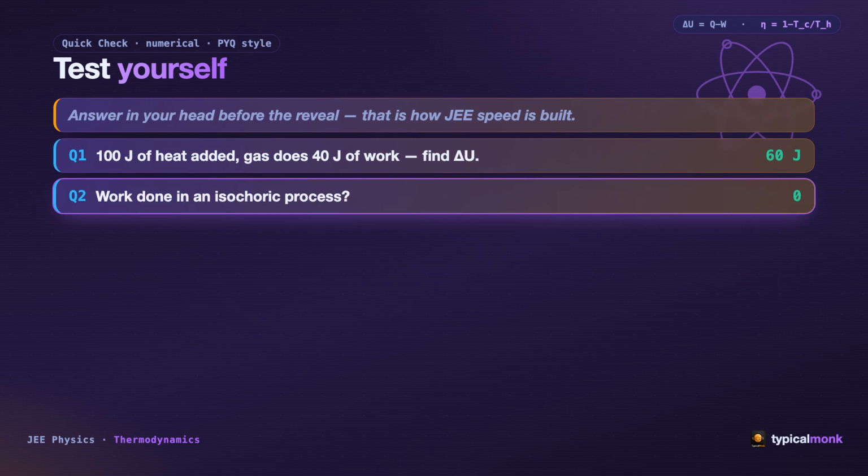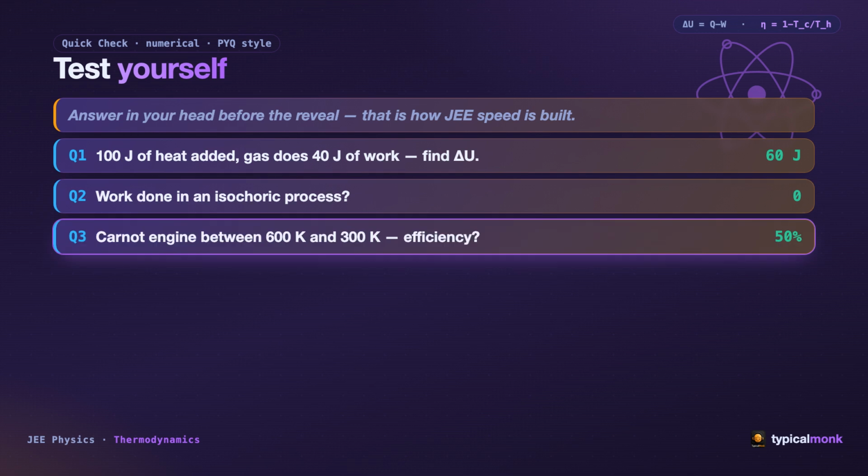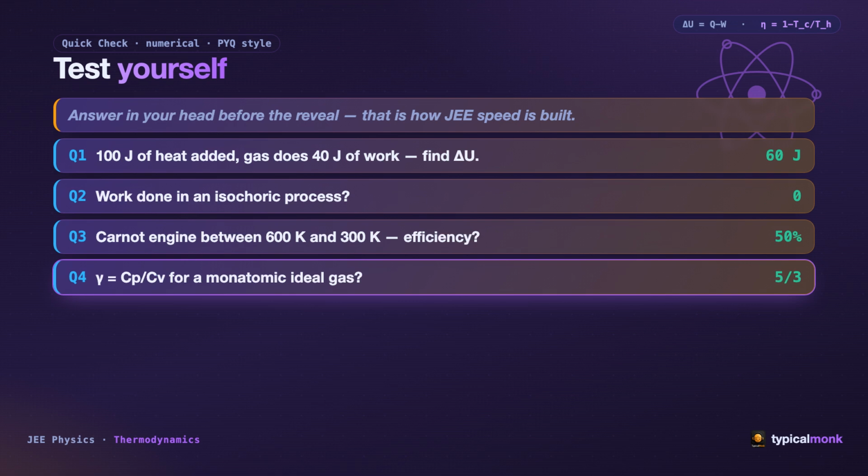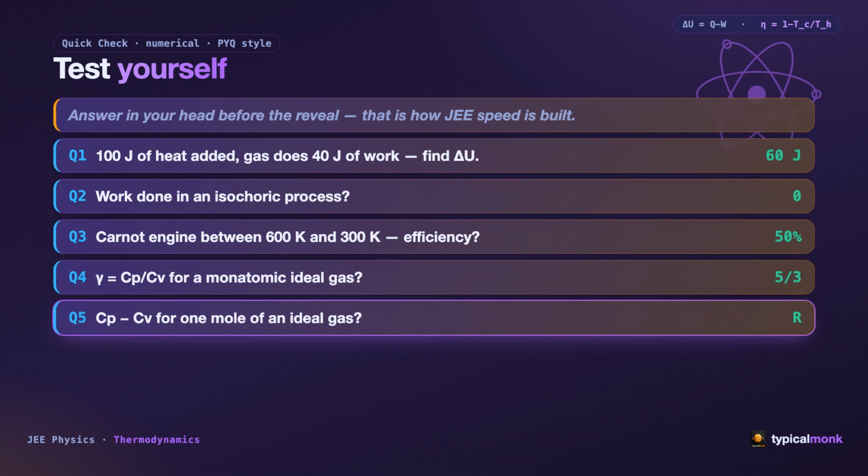Question 2. The work done in an isochoric process. Volume is constant, so the work is 0. Question 3. A Carnot engine between 600 Kelvin and 300 Kelvin. 1 minus 300 over 600, that is 50%. Question 4. Gamma, which is Cp over Cv, for a monatomic ideal gas: 5/3. And question 5. Cp minus Cv for 1 mole of an ideal gas, that is R, the gas constant.